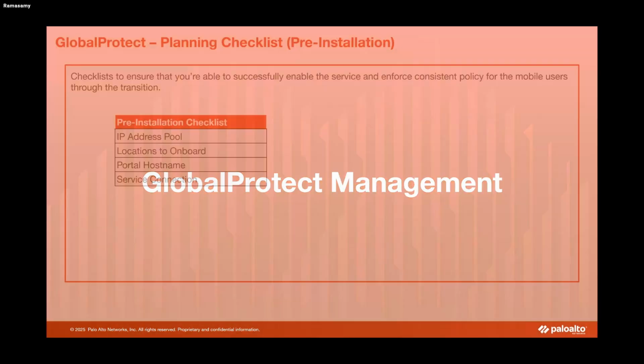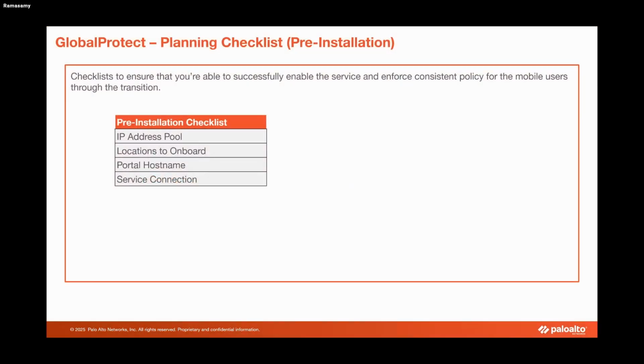GlobalProtect management. We have some installation checklist. The IP address pool must not overlap with any other internal IP address or the infrastructure subnet. The IP address from this pool is assigned to the virtual network adapter of the endpoint when the user connects to GlobalProtect. We will look into details of how Prisma Access allocates IP addresses in the next slide.